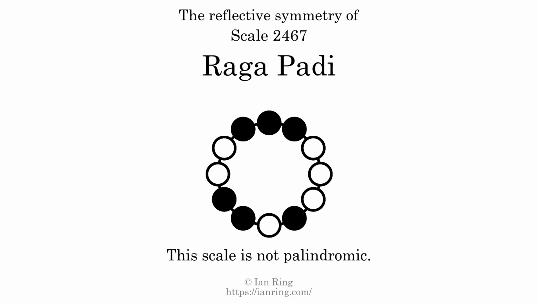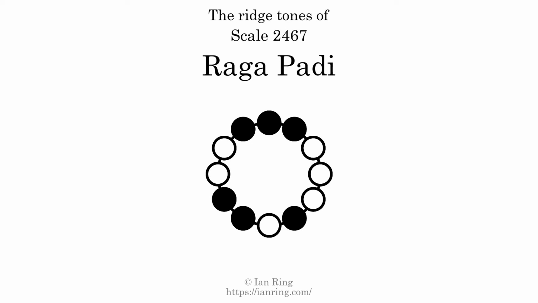This scale has no reflective symmetry. This scale has a different pattern of intervals ascending and descending, so it is not palindromic. This scale has no ridge tones.